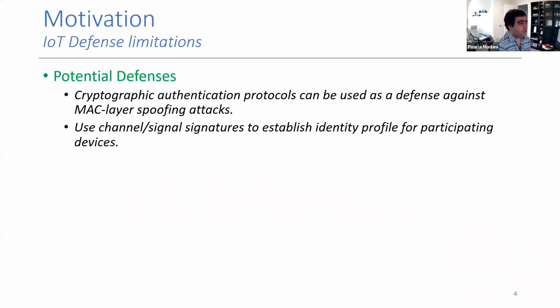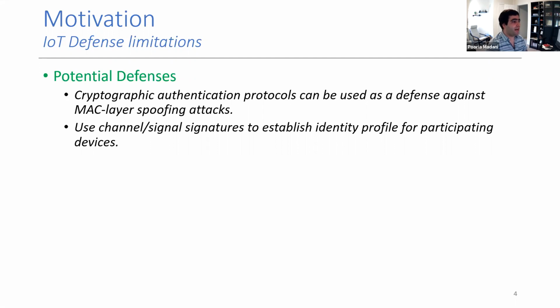Of course, we all know from our history that we've got some potential defenses using cryptographic authentication protocols, where we don't just take it at face value that someone claims to own a MAC address, but ask them to provide some sort of proof, such as public-private keys, or proof through some sort of secret computation. There are other studies that have looked at using channel and signal signatures to establish an identity for participating devices.